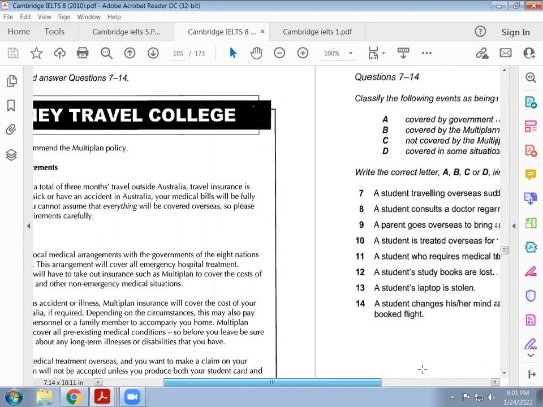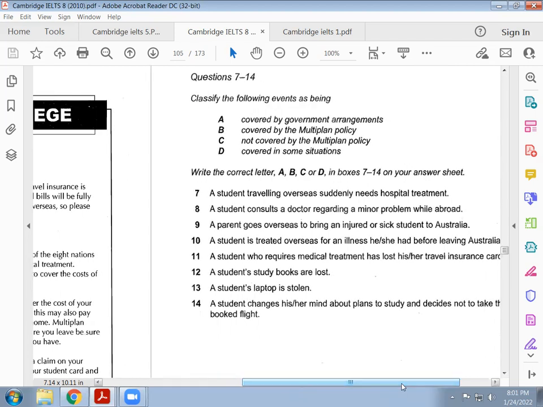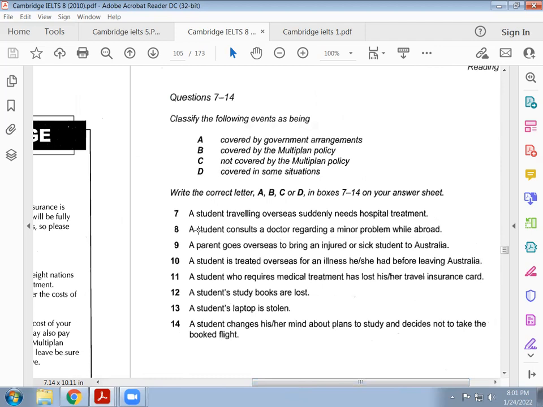Now go to the questions. No need to read the overall passage first, because once you read the questions, you need to read the passage again and it will waste a lot of your time. So let's start. Our question is, classify the following events. Write A if covered by government arrangements, write B if covered by multi-plan policy, write C if not covered by the multi-plan policy, and write D if covered in some situations. So you will be just writing letters.